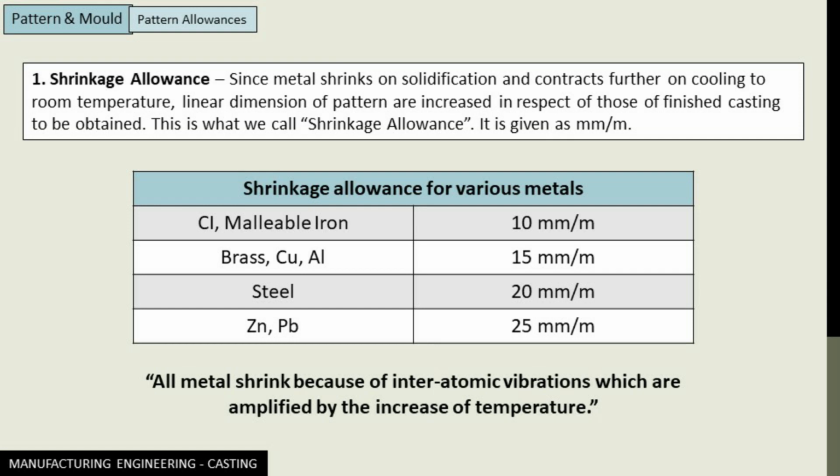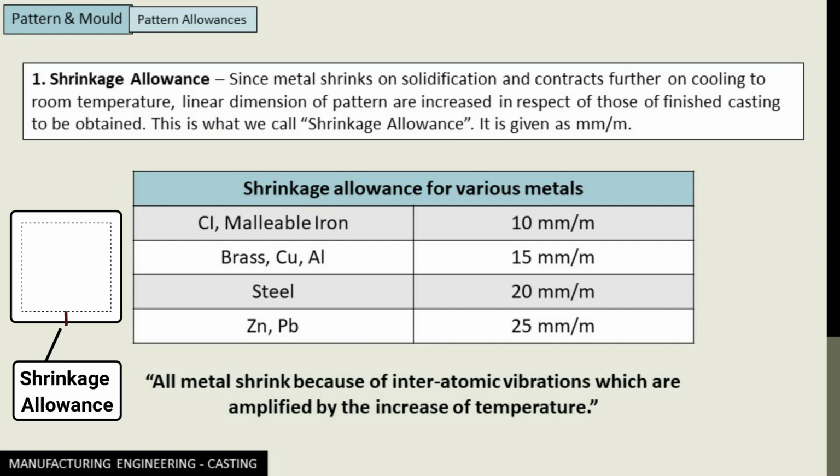When a molten metal solidifies, what happens? It shrinks, because all metals shrink because of the interatomic vibrations, which are amplified by the increase of temperature. Since metal shrinks on solidification and contracts further on cooling to room temperature, linear dimensions of the pattern are increased in respect to those of the finished casting to be obtained.